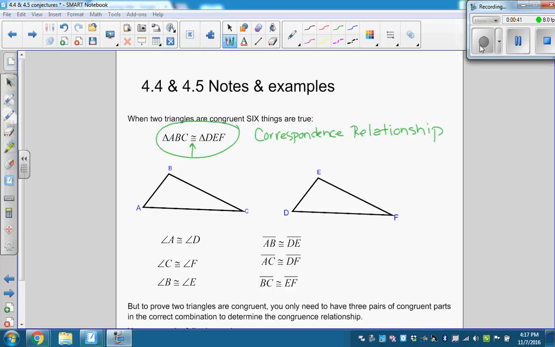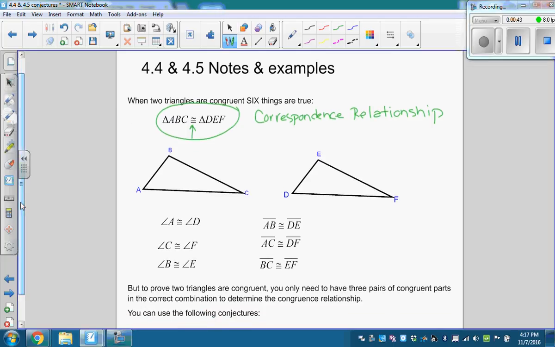And once we know two triangles are congruent, we know all of the items here, all the angles are congruent, and all the corresponding sides are congruent. But we have to pay close attention to this correspondence relationship, where the letters and the order of the letters indicate what's congruent to what. So from this correspondence relationship, we know angle A is congruent to D, angle B is congruent to E, and angle C is congruent to F.